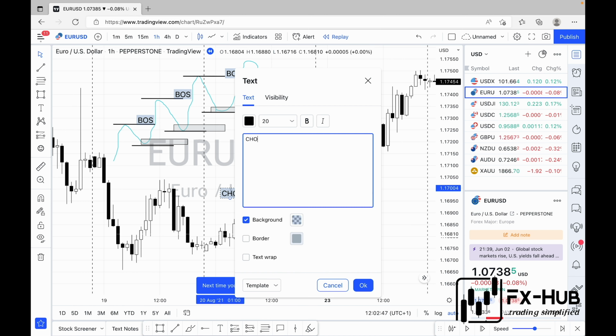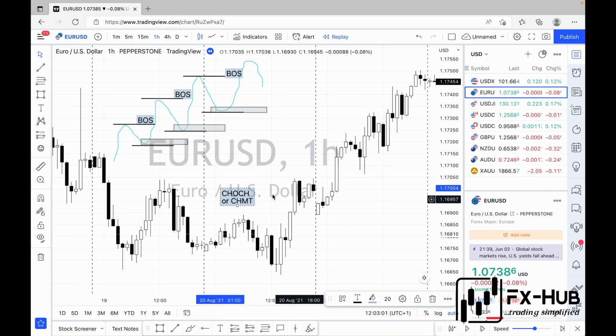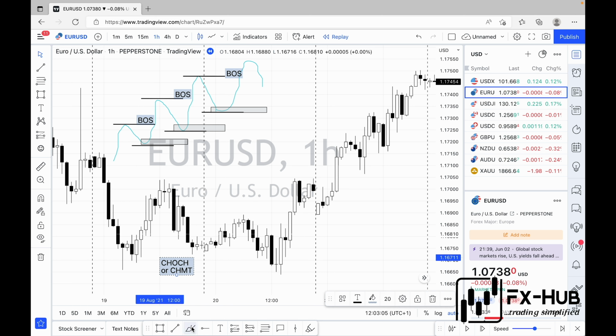So, CHoCH, change of character, or change of market trend. So, we'll say a change of character or a change of market trend has occurred if the market refuses to obey or respect the higher low. Remember, I said every eye is being placed on these levels.